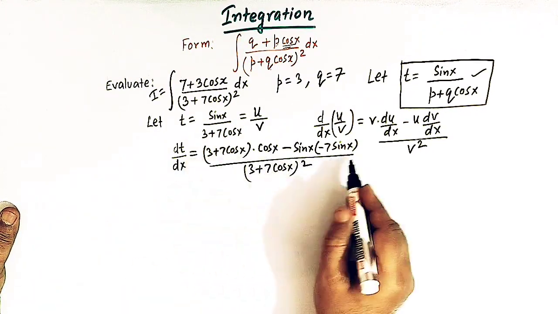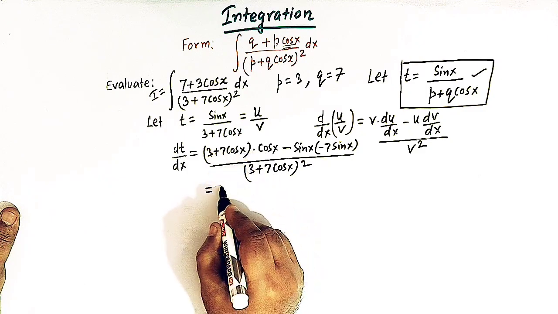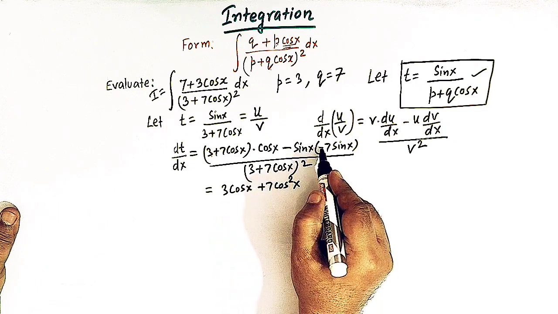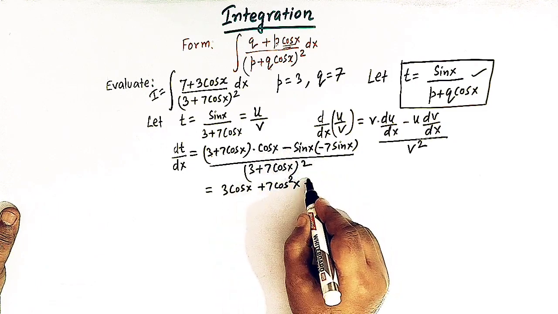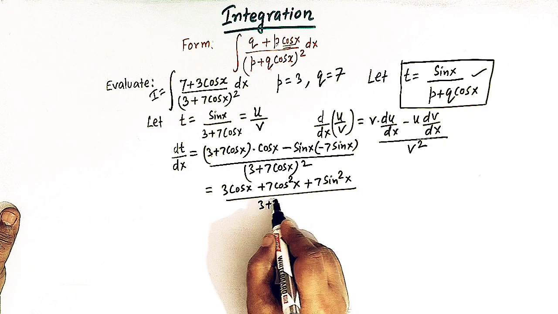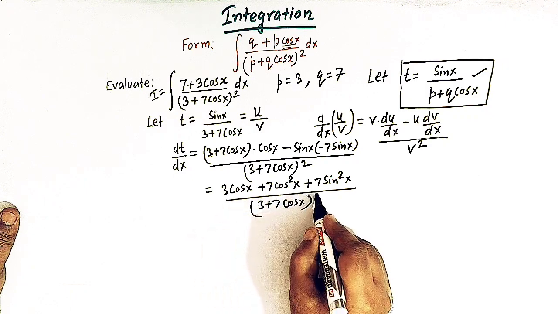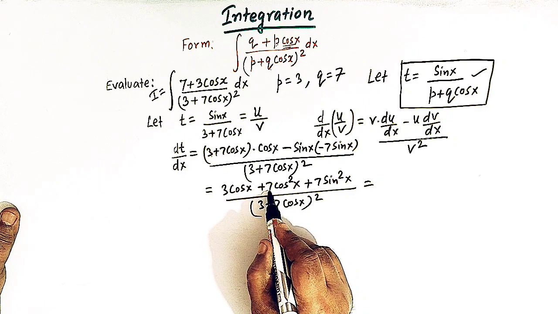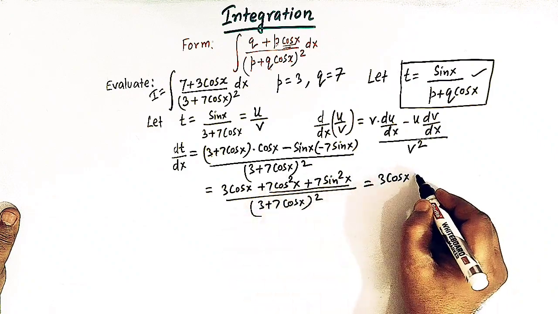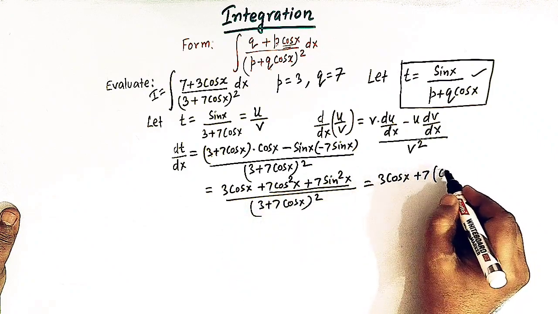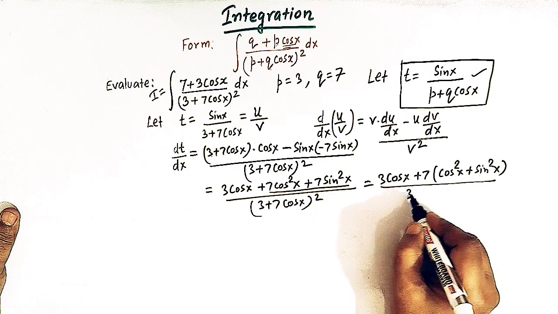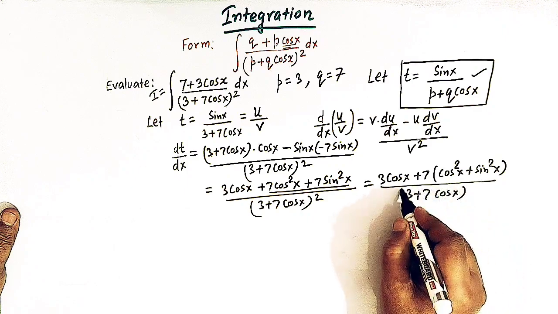So now we can simplify the numerator. So we have 3 cos x, then we have 7 cos square x, and then a minus and minus multiplied together becomes plus, and we have 7 sine square x divided by (3 plus 7 cos x) whole square, right? So now we can take this expression, and we have 3 cos x, and here we can take 7 common. So we have simply cos square x plus sine square x divided by (3 plus 7 cos x) whole square, right?